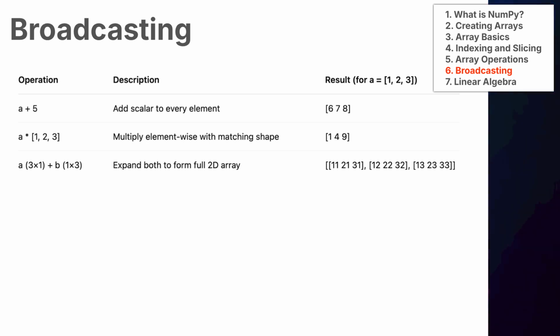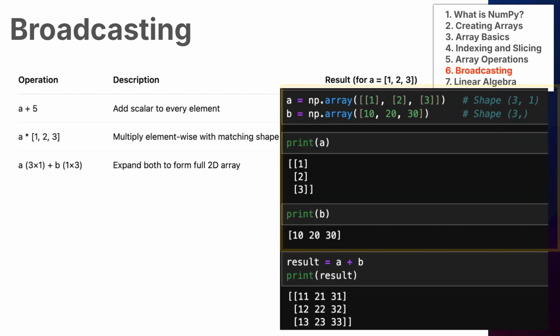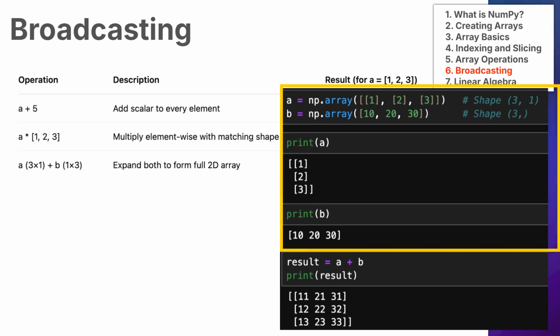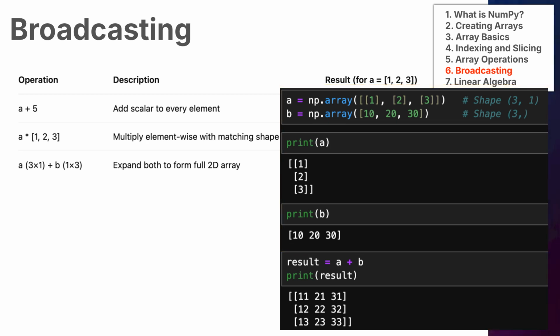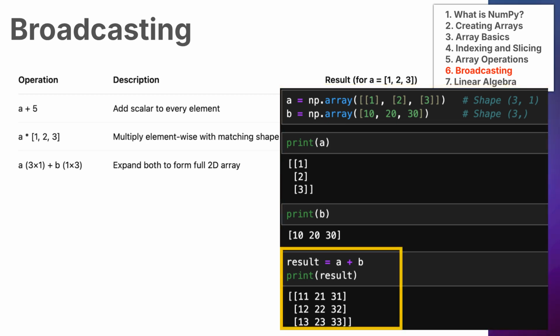The last one is about handling different shapes. For example, let's say you have a 3 by 1 array called A and a 1 by 3 array called B, different shapes, and want to add these two. NumPy automatically reshapes and aligns arrays. Then you can get a 3 by 3 matrix.